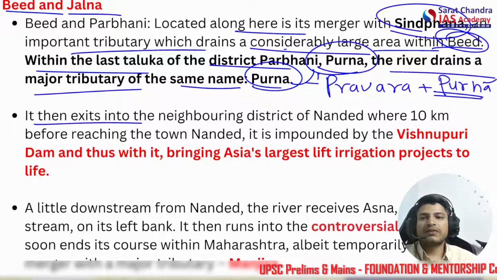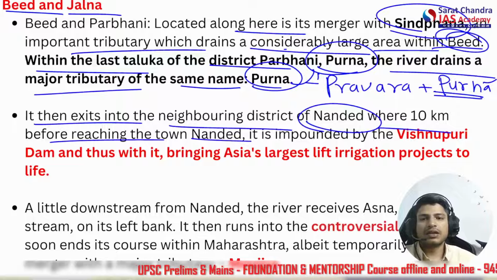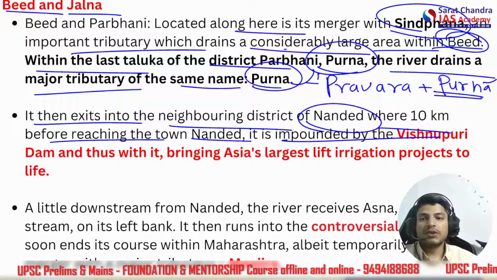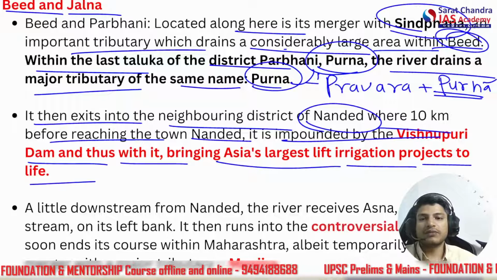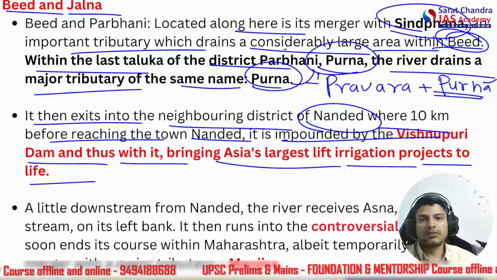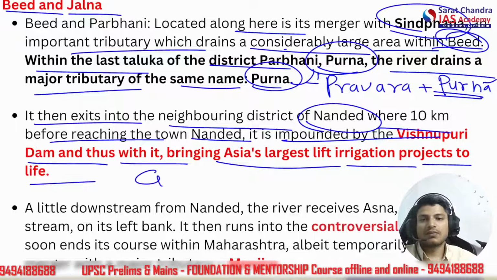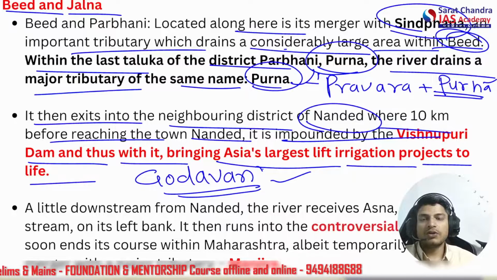Then it exits into the neighboring district of Nanded. But now what is important? Impounded by the Vishnupuri Dam, it brings India's largest lift irrigation project to life. So if somebody asks you, India's largest lift irrigation project, the Vishnupuri Dam is located on which river? The answer is Godavari. How many important locations have we seen till now?